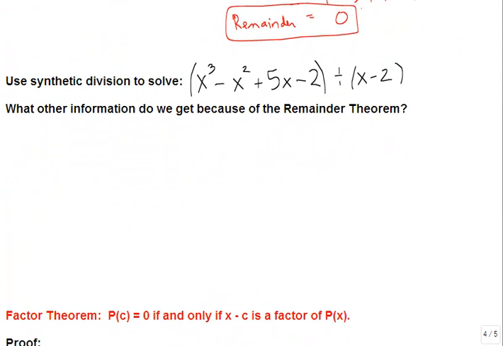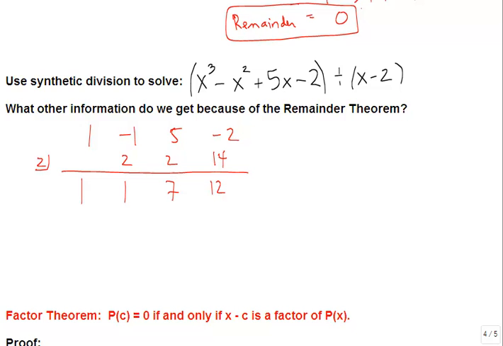Okay, let's take a look at this next example. We're asked to use synthetic division to solve this division problem. So let's do that first. We've got this cubic polynomial. It's in descending order already. Every power is accounted for. So I'm just going to write my coefficients across the top: 1, negative 1, 5, negative 2. And I'm dividing by x minus 2, so I need a plus 2 in my little box. And let's draw my line. The 1 comes down, multiply, 2 times 1 is 2, add down, multiply, add down, multiply, add down.